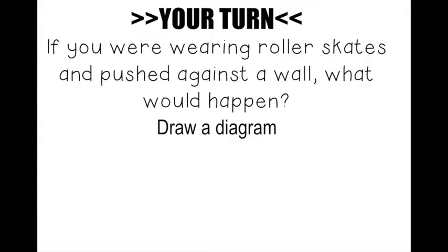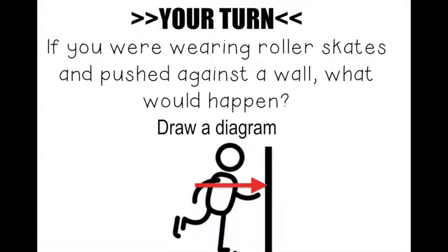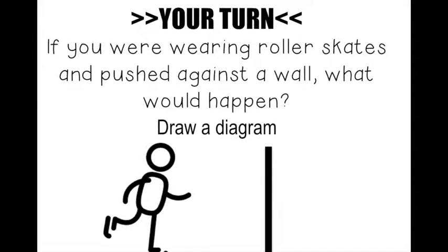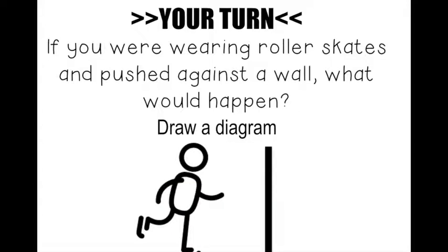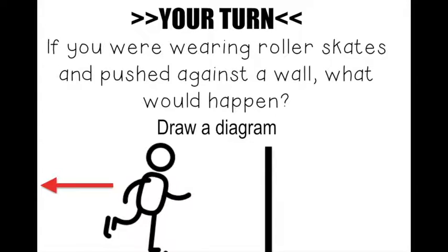All right, so your turn. If you were wearing roller skates and pushed against a wall, what would happen? Go ahead and draw a diagram. You can use stick figures in your diagram. But what you need to show is that a person is pushing against a wall, and the force is pushing one way while the motion is going the opposite direction. So again, a person pushes in one direction against the wall, causing motion in the opposite direction.